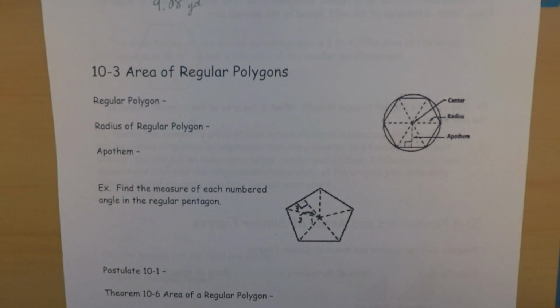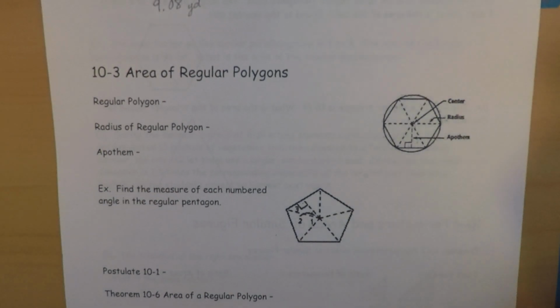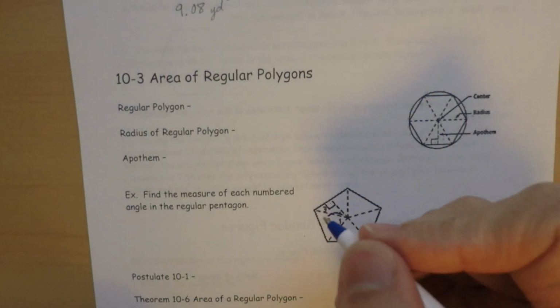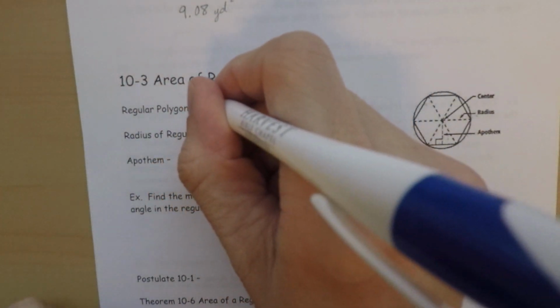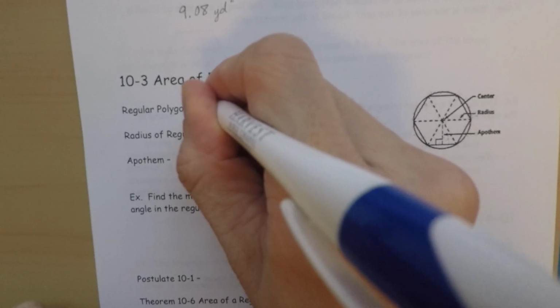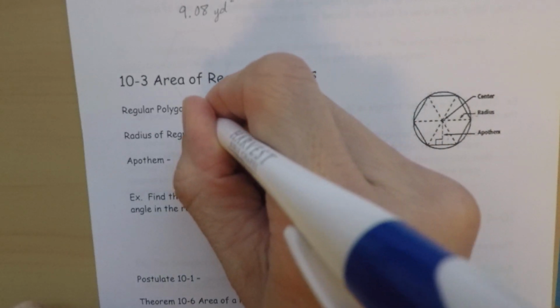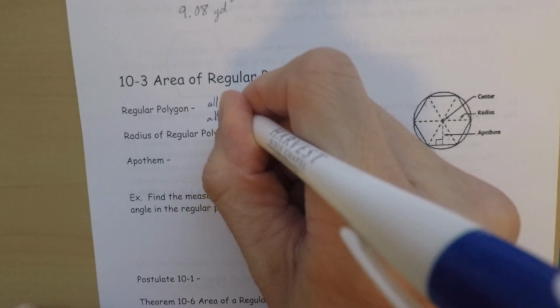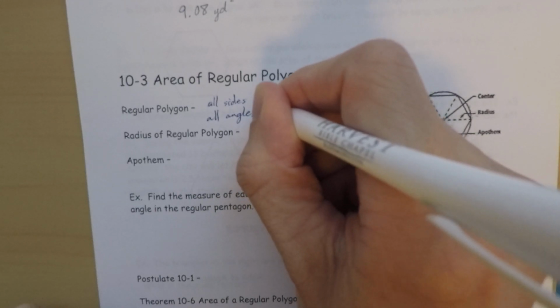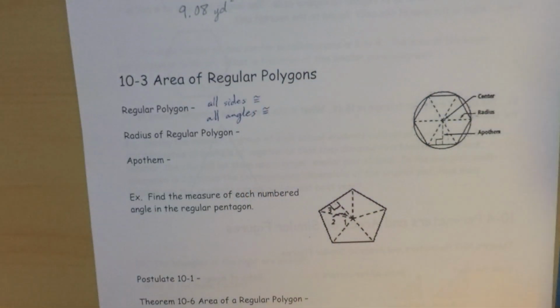Recall, polygon is essentially any two-dimensional shape. A polygon could be a triangle, quadrilateral, pentagon, hexagon, octagon, decagon, any one of those. When we call a polygon regular, regular means that all of the sides of my polygon are congruent and all the angles of my polygon are congruent. All the sides are congruent and all the angles are congruent.